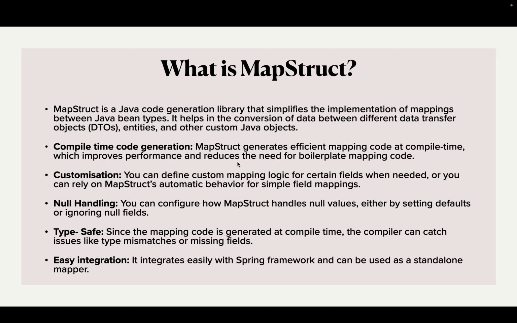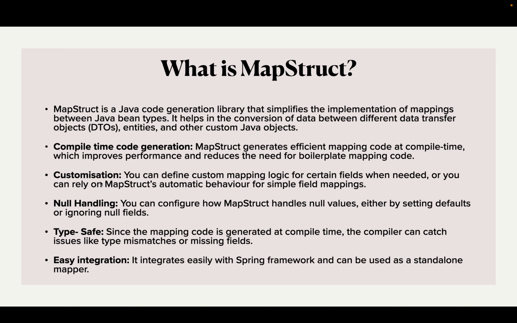And what are the benefits of using MapStruct? It generates the code during compile time itself. So during the compilation itself, you will get to know if there are any errors. Since MapStruct is generating the code for you, you can avoid writing the boilerplate mapping code. There's no need for you to explicitly write a mapper which will map your entity to DTO or DTO to entity. The compiler, Java, will generate it for you.